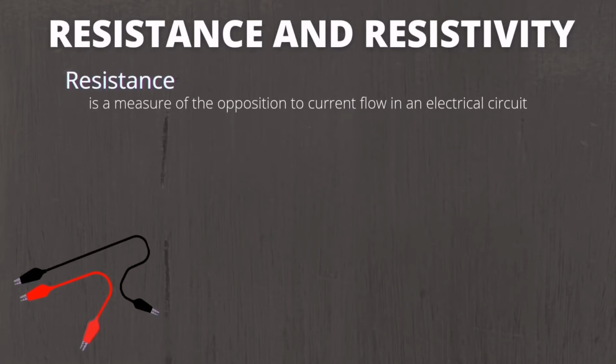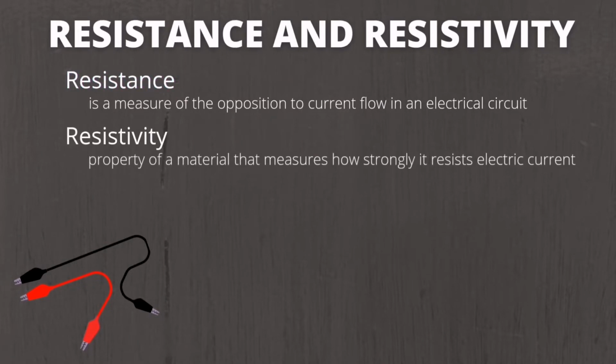This next video is all about resistance and resistivity. Resistance, by definition, is the measure of the opposition to current flow in an electric circuit, which we already know is measured in ohms. Then what is resistivity?